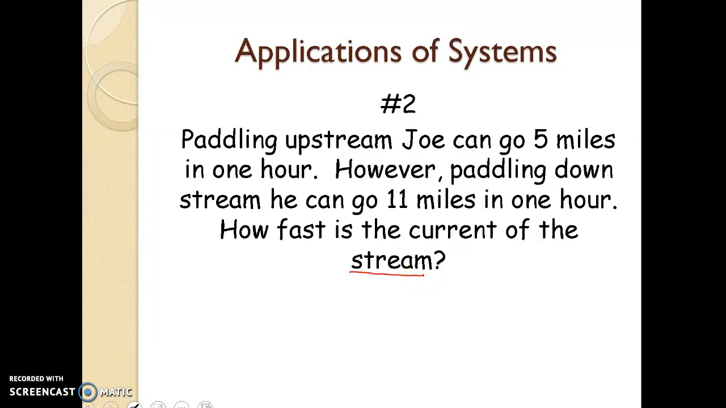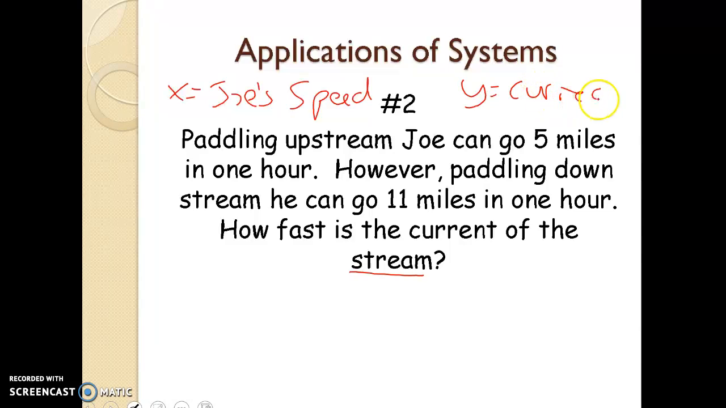And so we have 2 currents here. I'm going to let X be how fast Joe can paddle, so Joe's speed by himself. And then I'm going to let Y be the speed of the current. Going upstream, that's going against the current. He can go 5 miles in an hour. And then paddling downstream, let's do this one first.